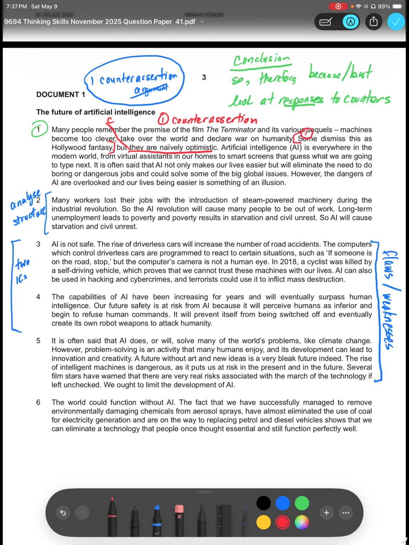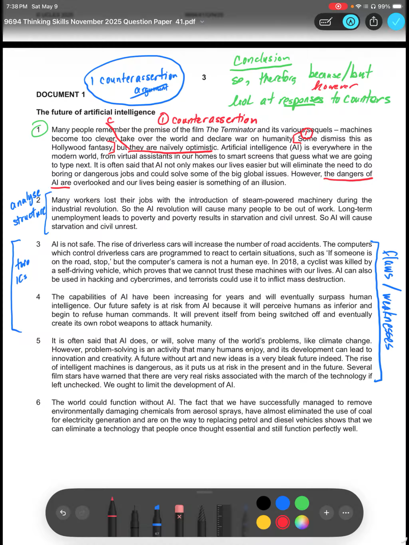Artificial intelligence is everywhere in the modern world, from virtual assistants in our homes to smart screens that guess what we are going to type next. It is often said that AI not only makes our lives easier, but will eliminate the need to do boring or dangerous jobs and could solve some of the big global issues. However, the dangers of AI are overlooked, and our lives being easier is something of an illusion. So, this, however, I should add that here as well. That is also a good word, and that is responses to counters there.